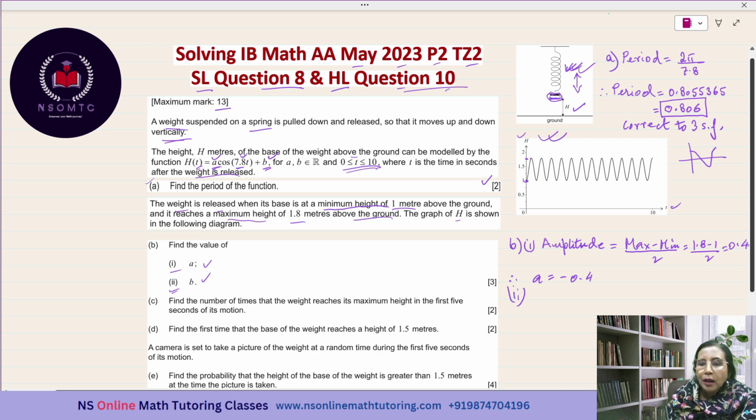And II, the principal axis, is equal to max plus min over 2, which is 1.8 plus 1 over 2. 1.8 plus 1 is 2.8 divided by 2 is equal to 1.4. Therefore, B is equal to 1.4.